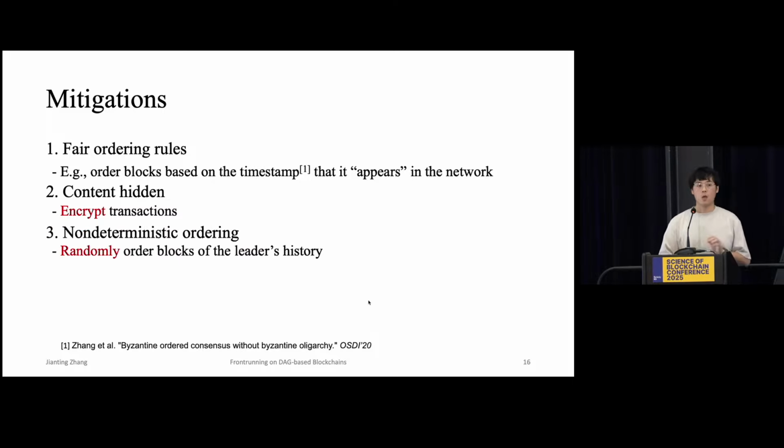The third one is that we can use a non-deterministic ordering rule to replace the original deterministic ordering rule, such that the malicious replicas have no pre-information to manipulate the order of blocks. However, the non-deterministic ordering mitigation also has some limitations. For example, it might break some partial dependency between the blocks.